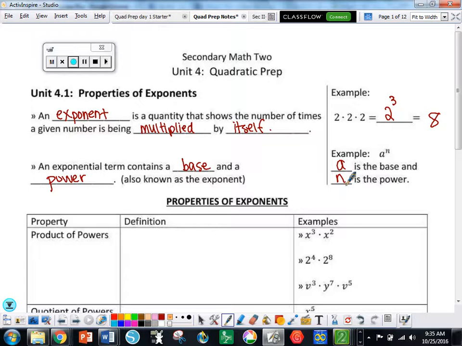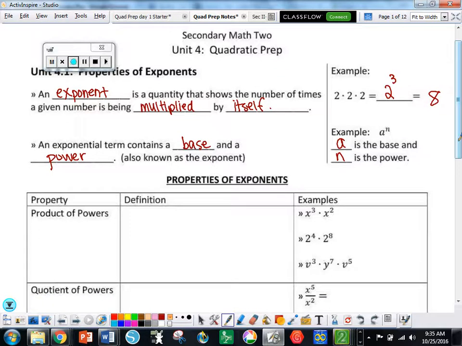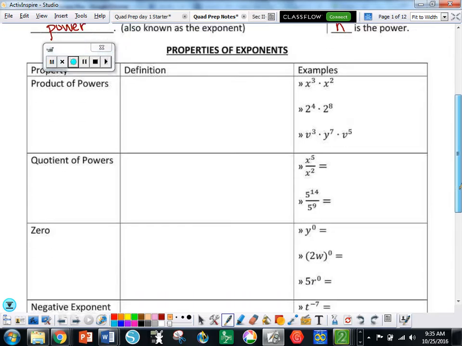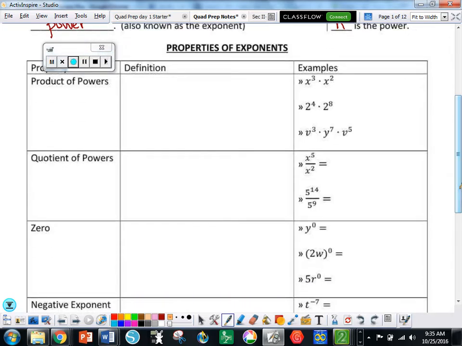Now, there are rules that we have between exponents, that we can add and subtract and multiply them. So on one column, we're going to write the definition. On the next column, I'm going to give you some examples that show just that one property. And then we'll turn the page and put all the properties together.